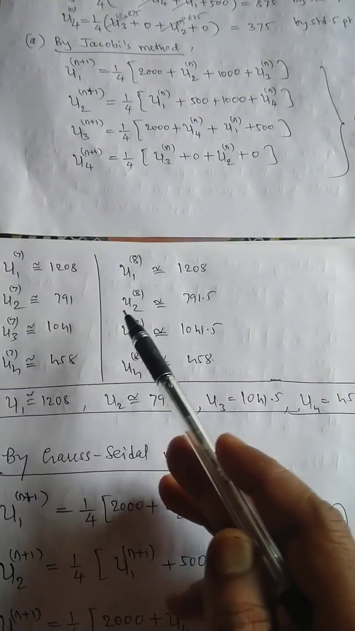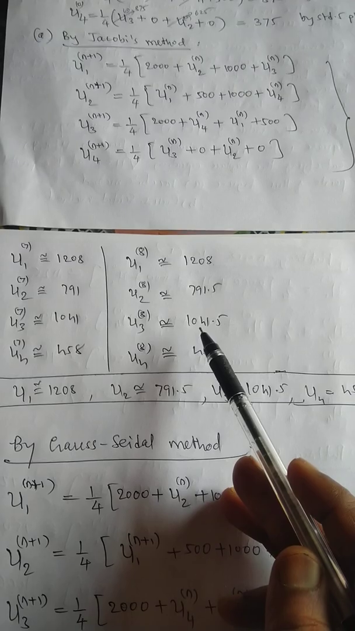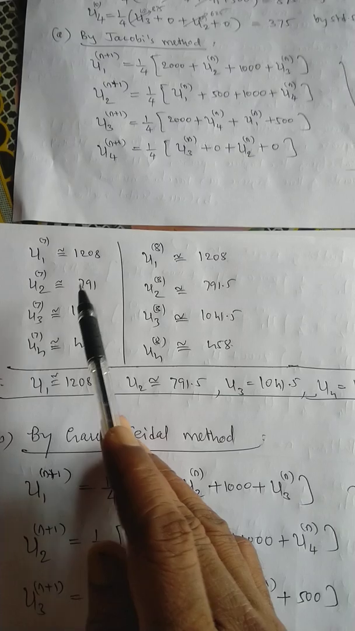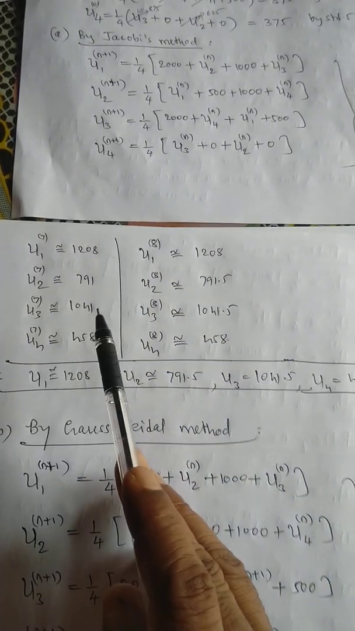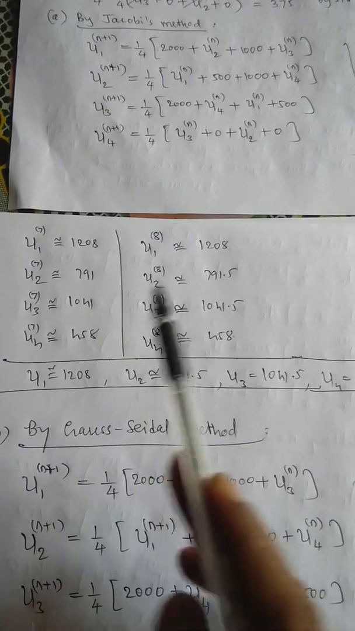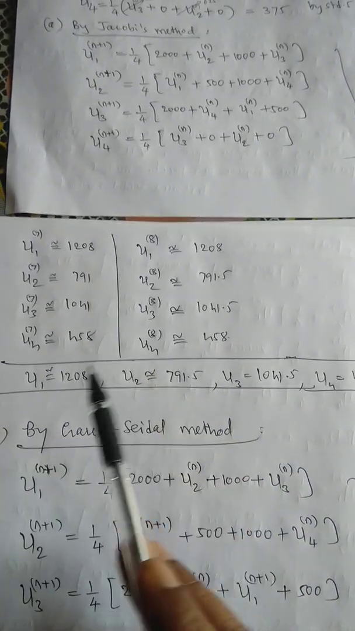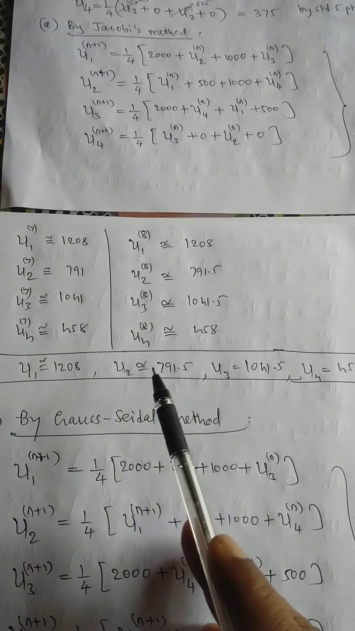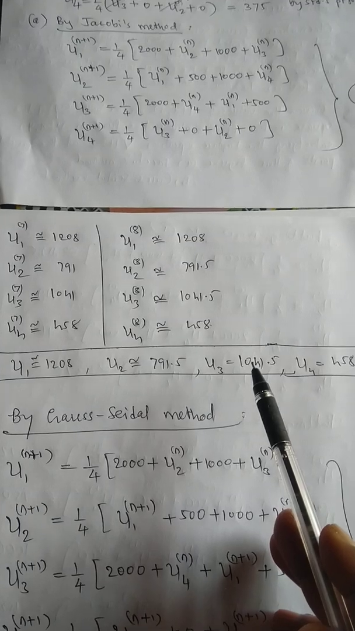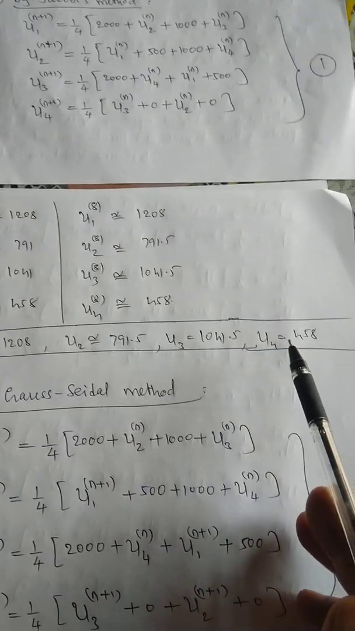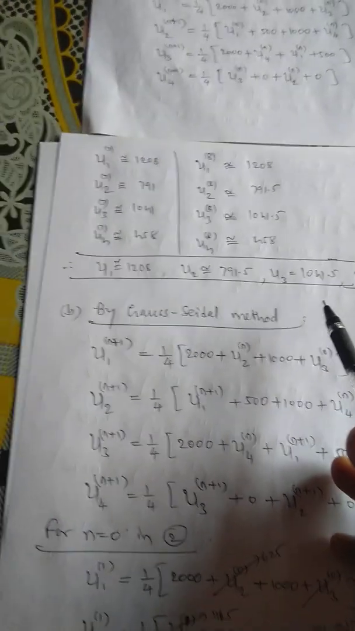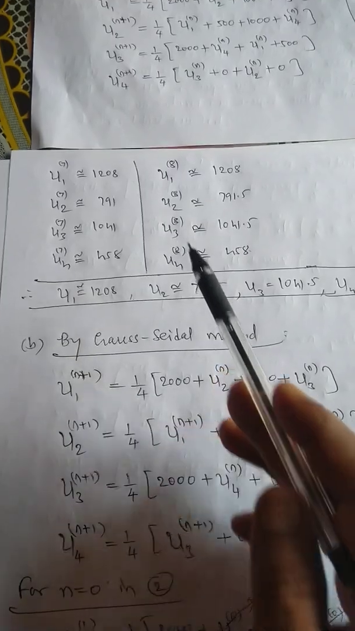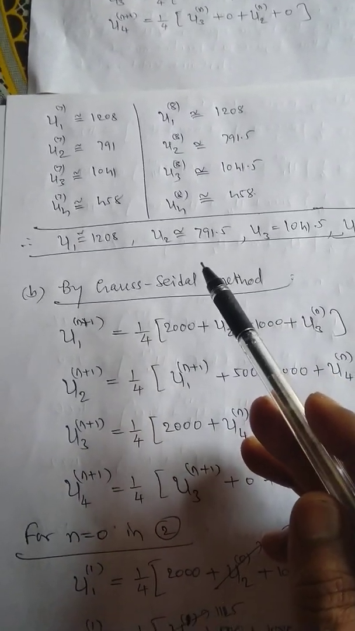So U1 1208, U2 791, U3 1041, U4 458. So they are almost the same. 7th and 8th approximations are almost the same with negligibly small error. Therefore, temperature at U1 is 1208, at U2 791.5, at U3 1041, and at U4 458. So this is how we calculate the values of U1, U2, U3, U4 by Jacobi's method.